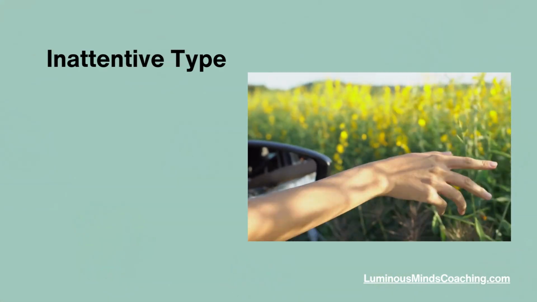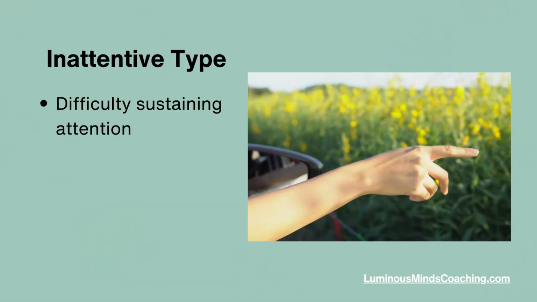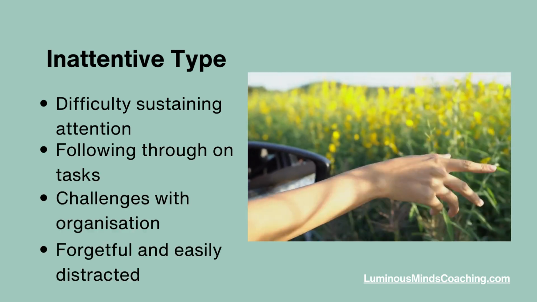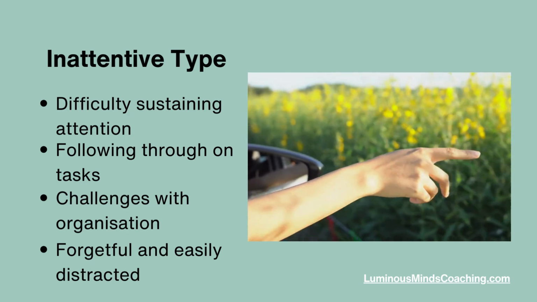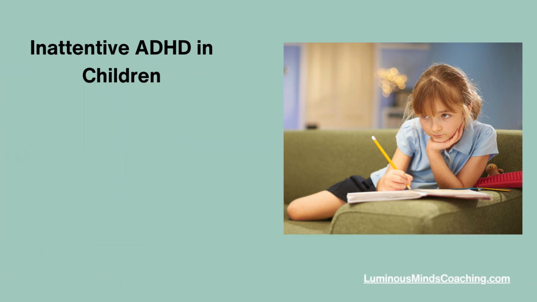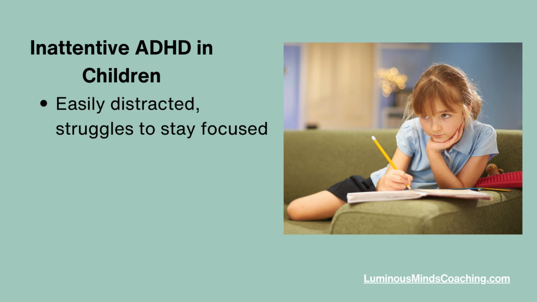Inattentive ADHD type is characterized by difficulty focusing, following through on tasks, and staying organized. Individuals with this type might come across as forgetful, disorganized, or easily distracted. In children, inattentive ADHD might manifest as being easily distracted by external stimuli, like noises, sight, making it really difficult to focus on their schoolwork. They can even be distracted by internal stimuli like their own thoughts.